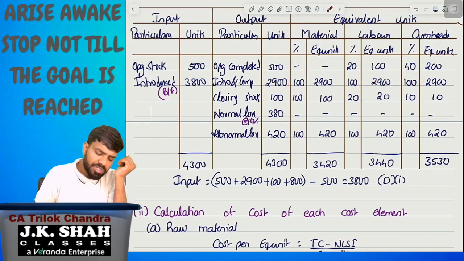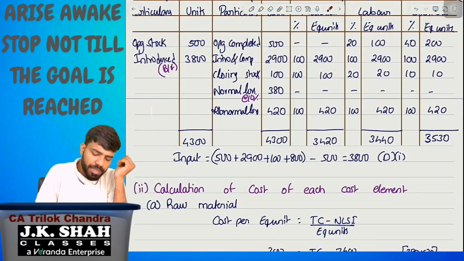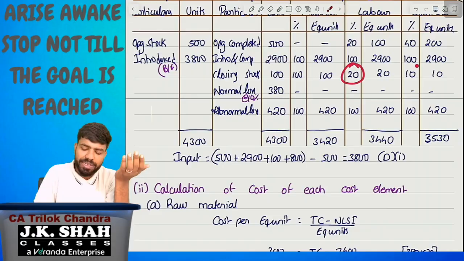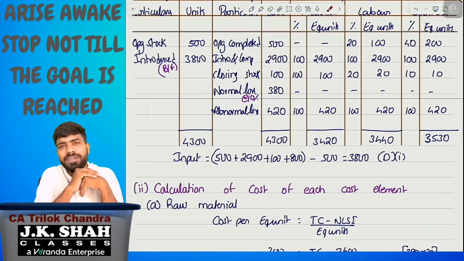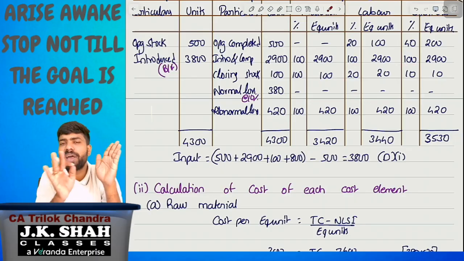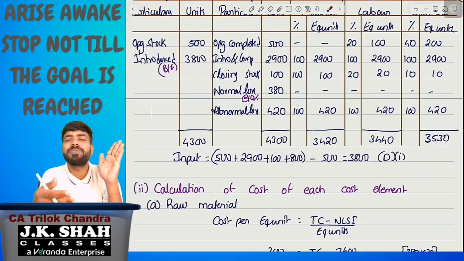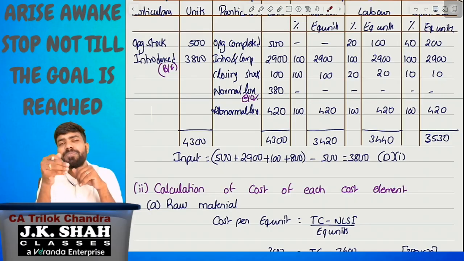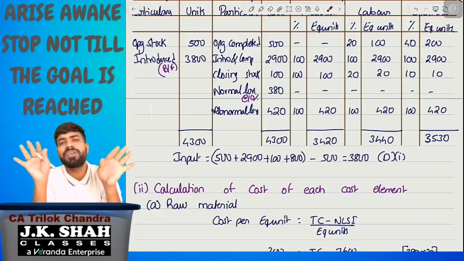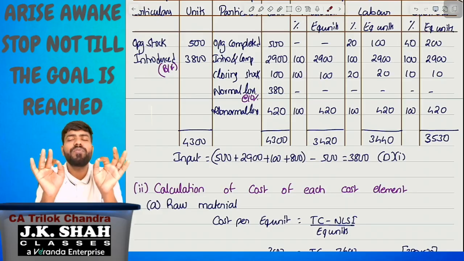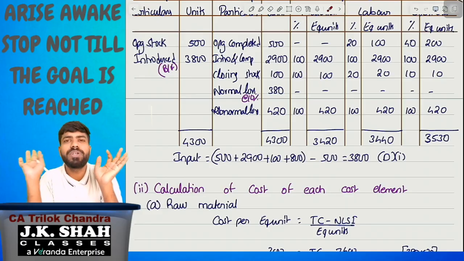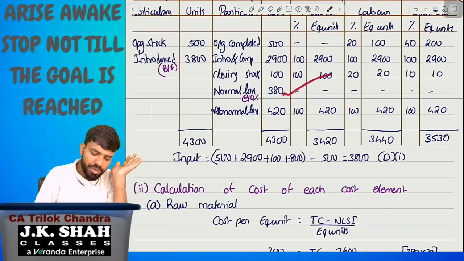And then closing stock. Closing stock is here. 100% of material, labor they stated 20%, of overhead they stated 10%. Accordingly, we consider that. Normal loss units will not be considered. Equivalent units of normal loss will not be considered as an adjustment for the next step. Always, whenever you find the normal loss unit, you just put dash. Okay, don't take the normal loss unit.